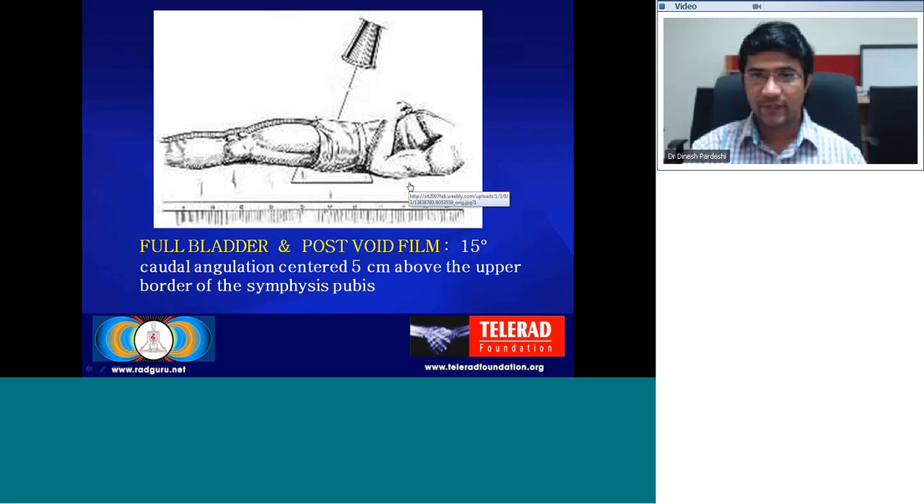After acquiring the release film and visualizing the ureter, by this time, usually by 15 to 30 minutes, the bladder itself gets opacified, and we take the full bladder film. Before taking the full bladder film, there are a few modifications in the positioning. The X-ray tube is typically angled caudally, in the direction of the foot, by 15 degrees, and the beam is centered 5 centimeters above the pubic symphysis, so that the entire outline of the bladder can be seen. A similar technique is applied for the postvoid film also.